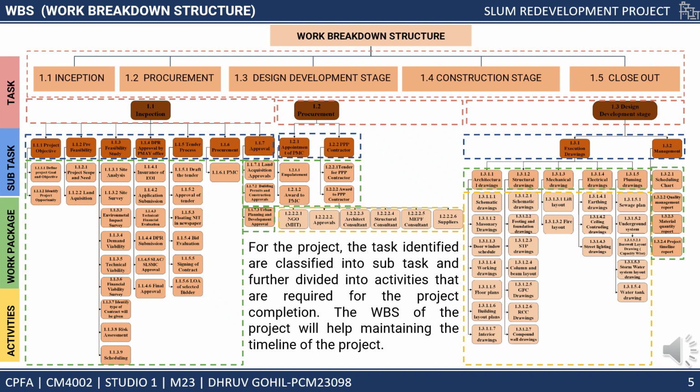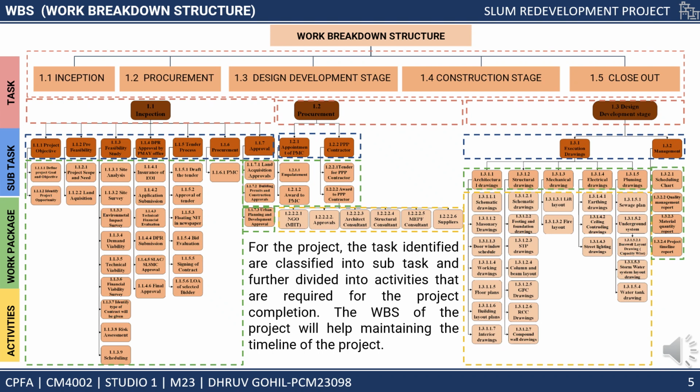As shown in the work breakdown structure, the first one is inception. The inception subtasks are project objective, pre-feasibility, feasibility study, DPR approval by PMAY office, tender process, and procurement. And the last one is approval. In procurement, the subtasks are appointment of a PMC and PPP contractor.